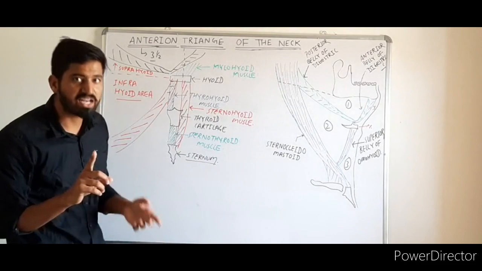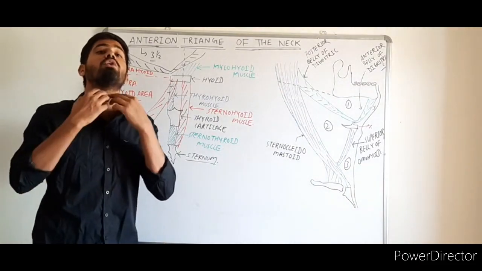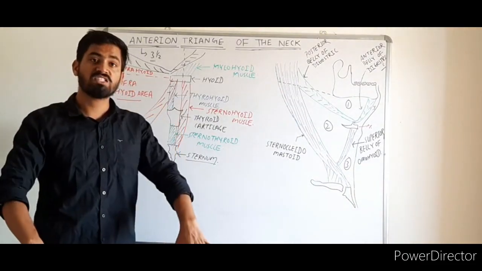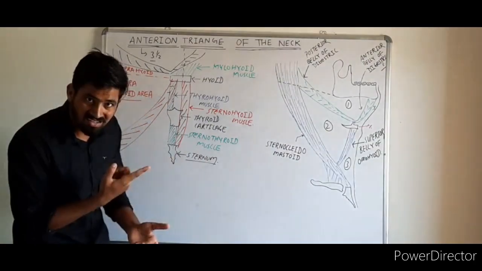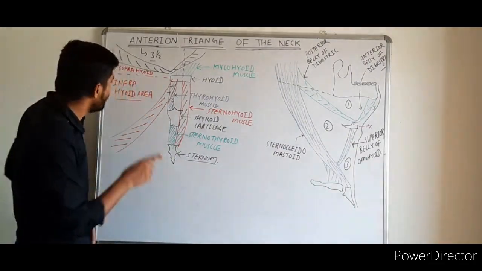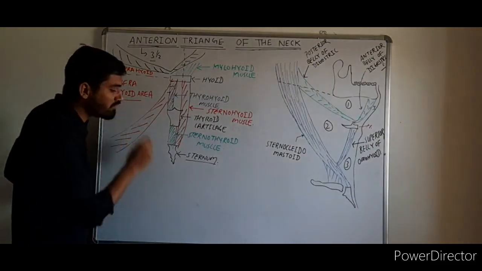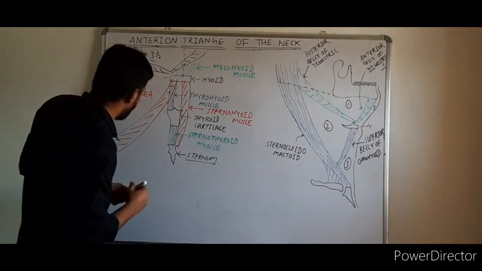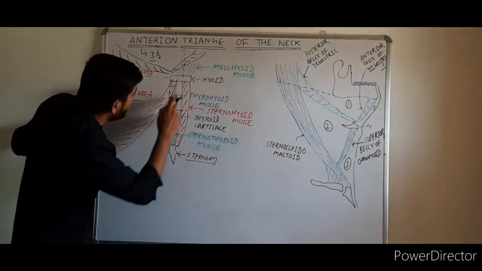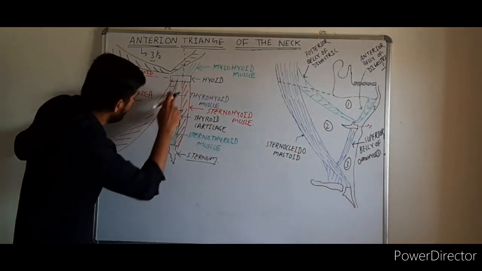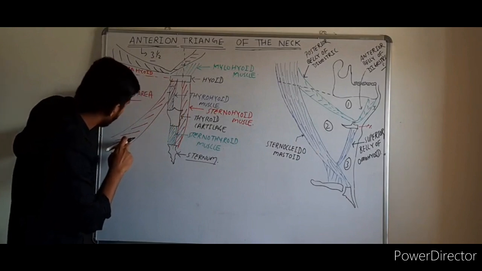No, it's not like that. Hyoid is here. It means whatever is present below that is the infrahyoid area. Is it? No, it's not like that. So what is the boundary of the infrahyoid area? Just remember, come here. Here is the hyoid, and this is one landmark.